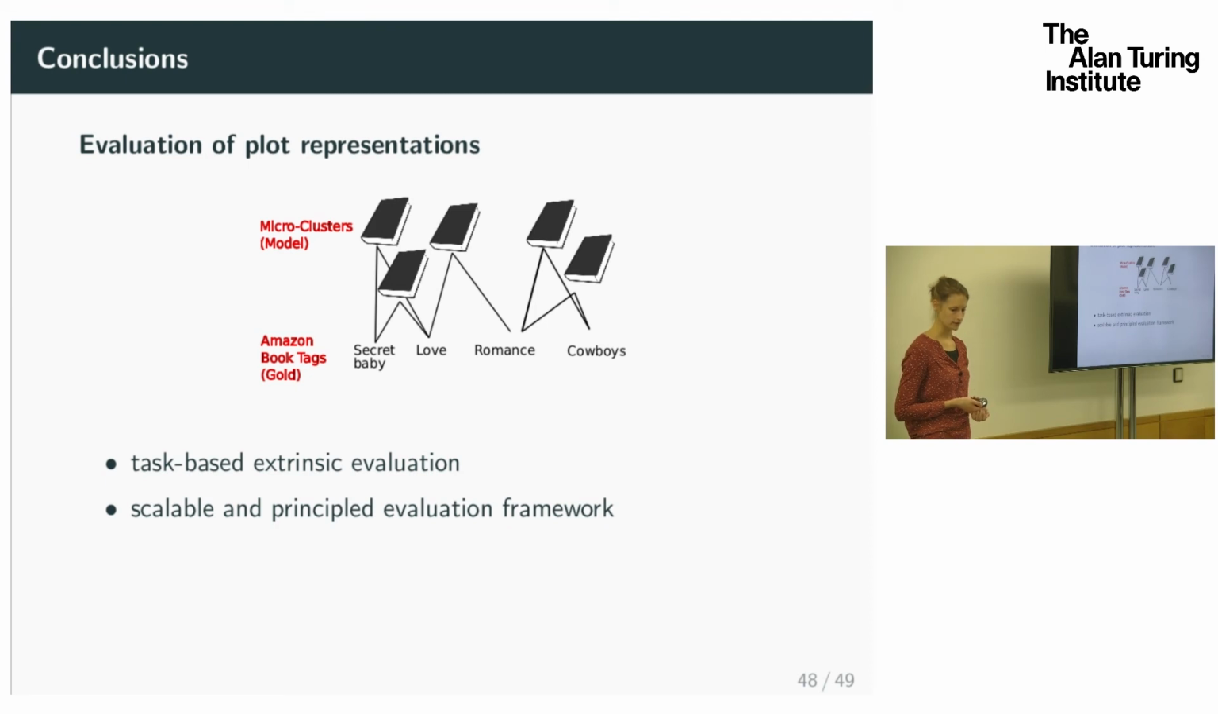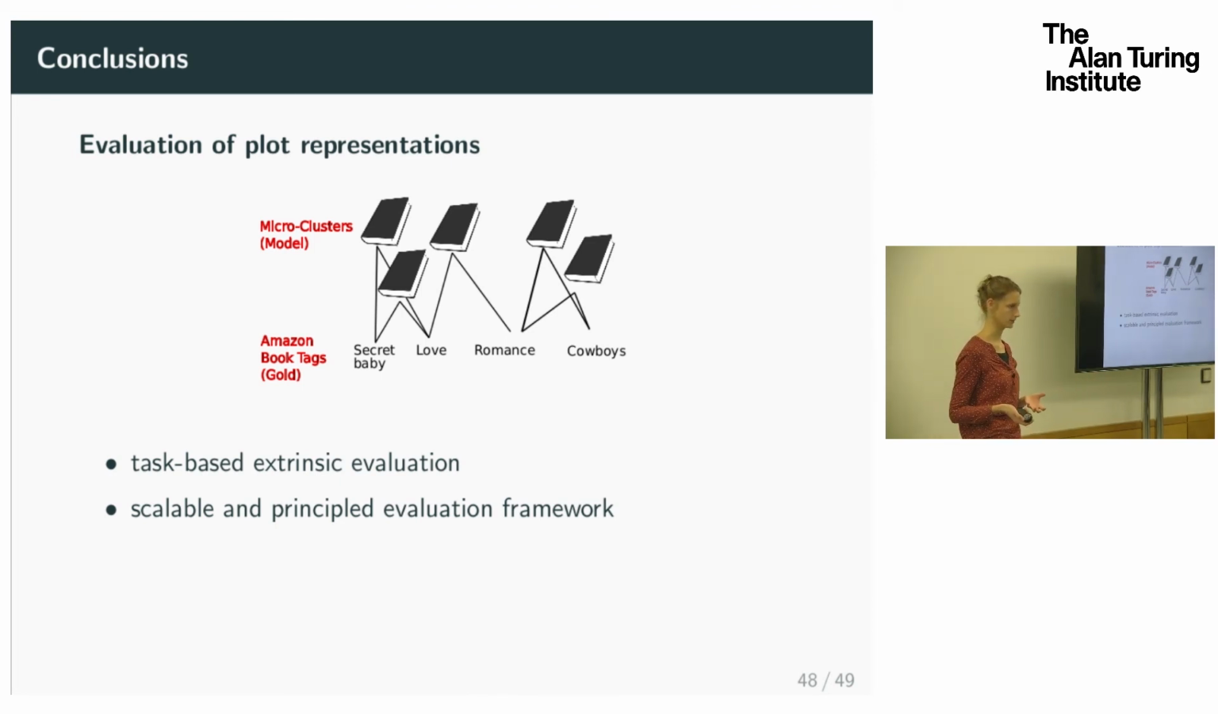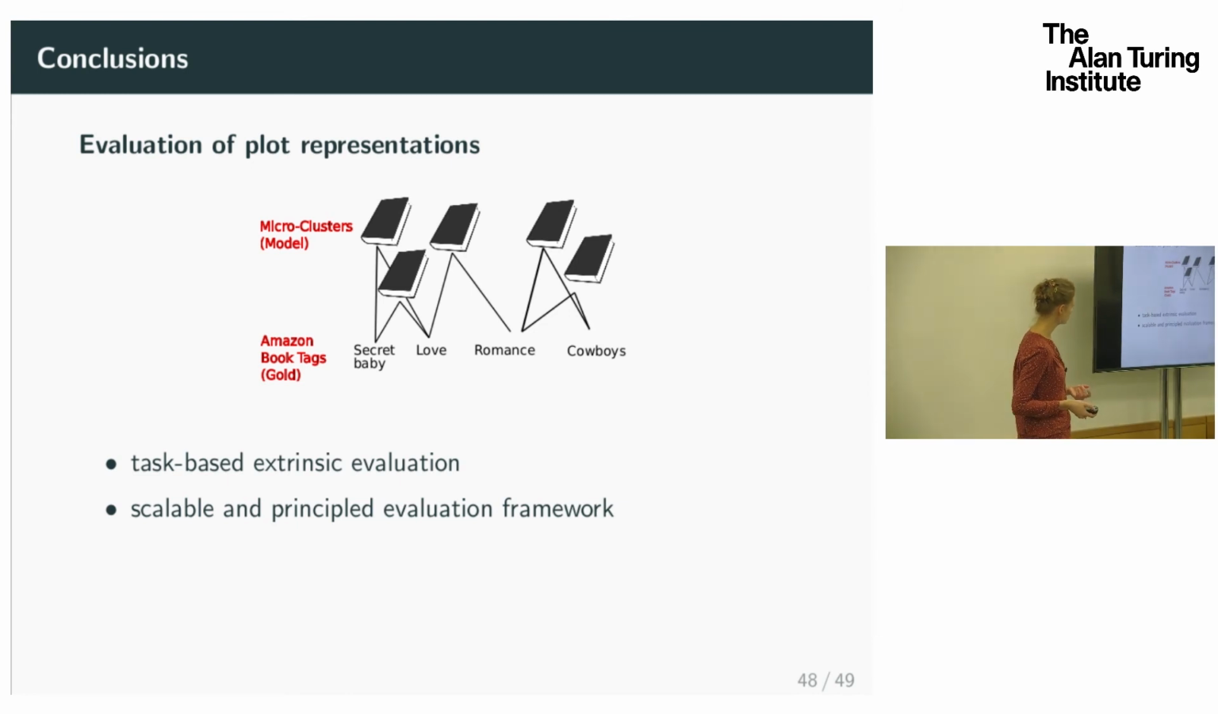And finally, I introduced a scalable and very flexible evaluation framework where we compare model output against tags from the Amazon book catalog. And it's scalable, it's principled. We could do specific evaluations, for example, where we only look at character property tags from the Amazon catalog and do more focused evaluation of our books as well. So there's a lot of scope in developing this further.